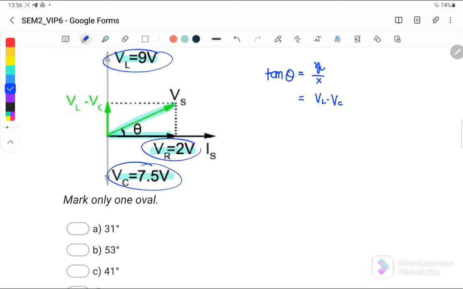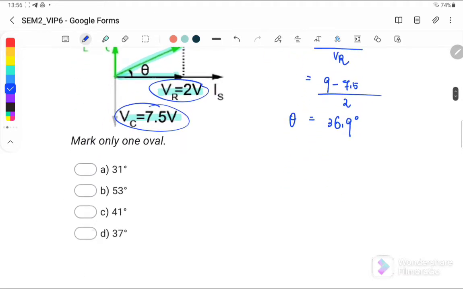The x component is VR. So we substitute in the values. VL is 9 volts, VC is 7.5 volts, VR is 2 volts. Therefore theta is equal to 36.9 degrees. So the answer here is D.